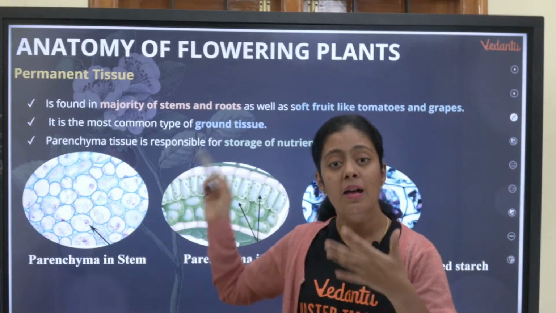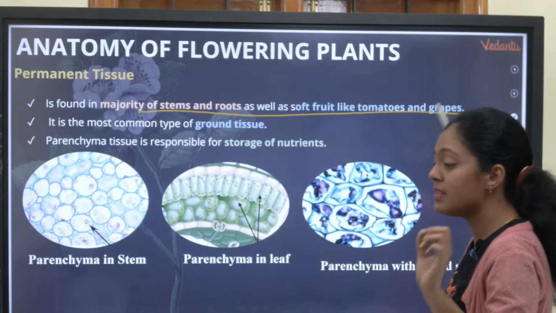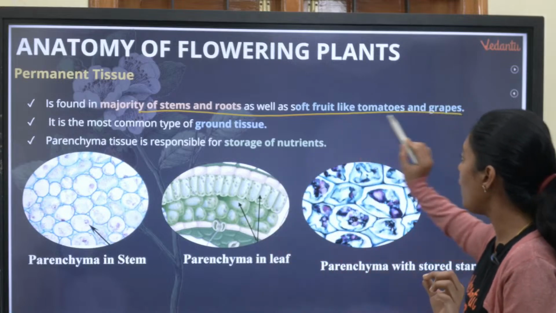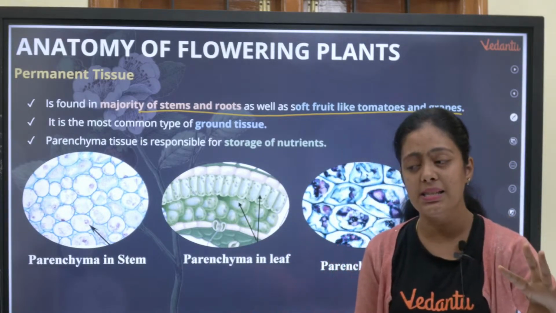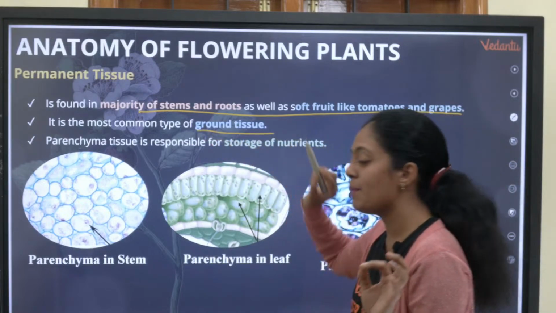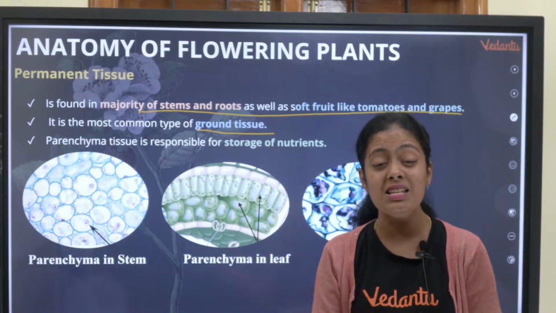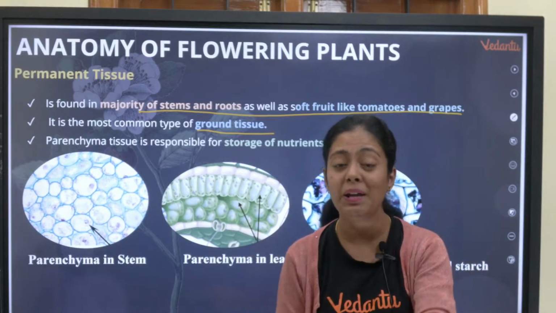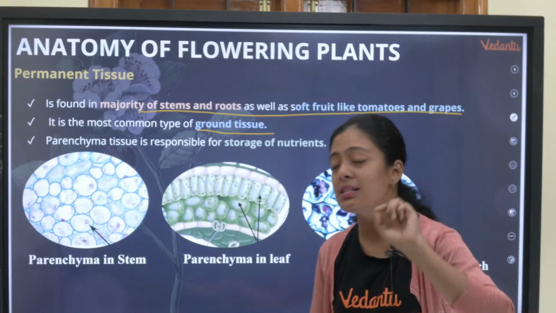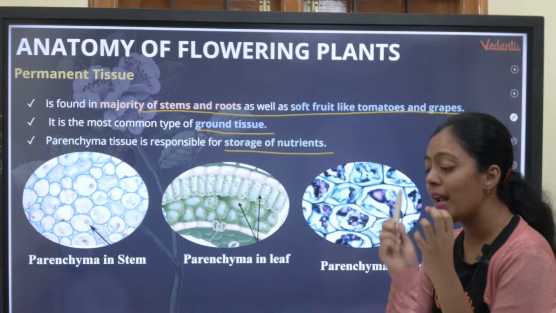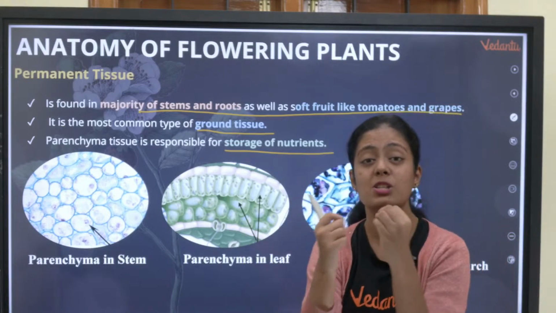Put it in the chat section. Meanwhile, when I discuss, it is found in the majority of the stems and roots as well as soft fruits like tomato and grapes, which are very soft fruits. They are the most common type of ground tissue. So what is ground tissue? It is a tissue majorly present in your plants, like your epidermal tissue and vascular tissue. Parenchyma is responsible for storage of nutrients. Very, very important: parenchyma is like a storage bag.